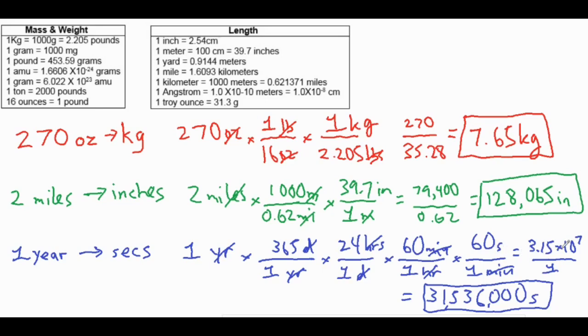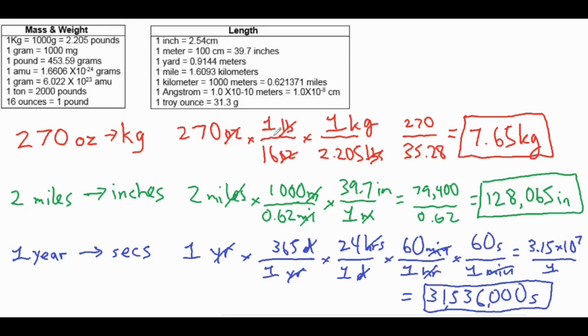And then I got 3.15 times 10 to the 7th, which you could probably leave in scientific notation if you would like, and that would be your answer. But this is the entire thing written out, which is 31,536,000 seconds per year.